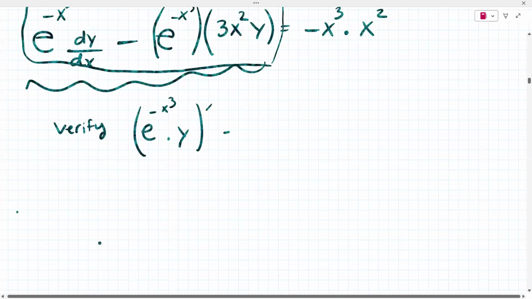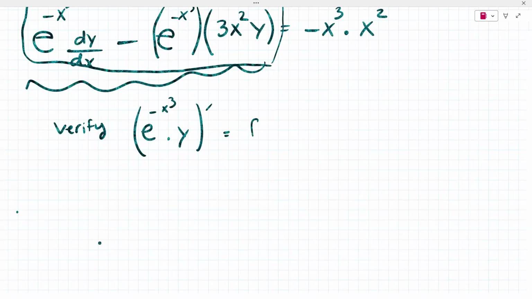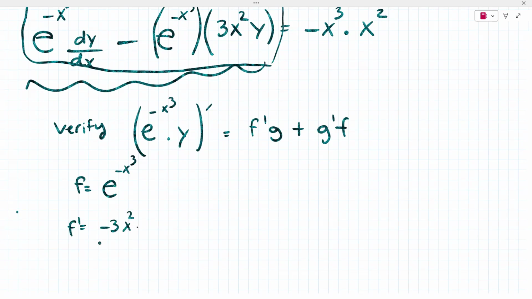So if you recall, what is the product rule? We take the derivative of this using the product rule, which is f prime of g plus g prime of f, right? So my f is e to the negative x cubed. And what is my f prime? It's negative 3x squared e to the negative x cubed, right? You just use the chain rule. And then my g is y, and my g prime is dy dx.